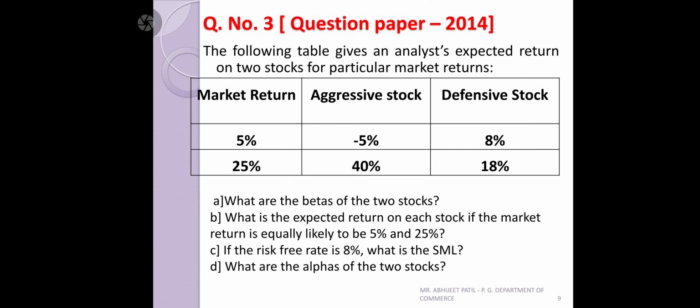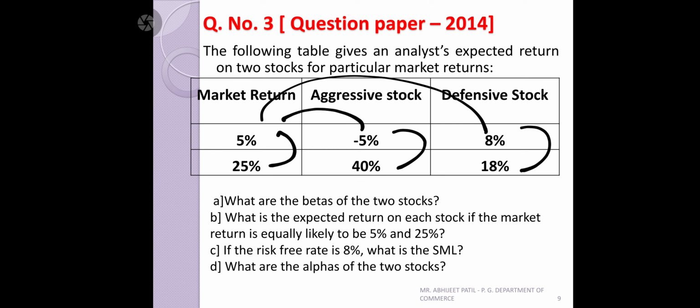When this kind of ready-made information is available, you just find beta as the second year minus first year, related to the market. Returns equally likely means 0.50 of 5% and 40, and 0.50 of 8% and 18% for the defensive. The same for the market, 0.5 into 5 and 0.5 into 25, and RF for the security market line is put as it is. Alpha is just Ri minus beta into RM minus RF. Whatever values you calculated, you can put them in and find the alpha values as per the given problem.